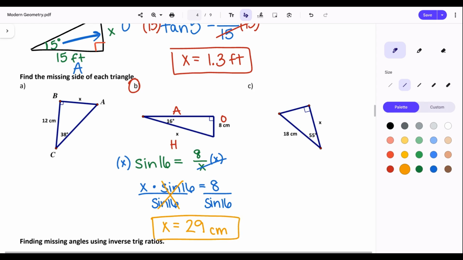Okay, so what I would like you to do now is take a couple minutes, and I want you to do part A and part C and see if you can figure out those missing sides. So go ahead and take a couple minutes to do both of those.